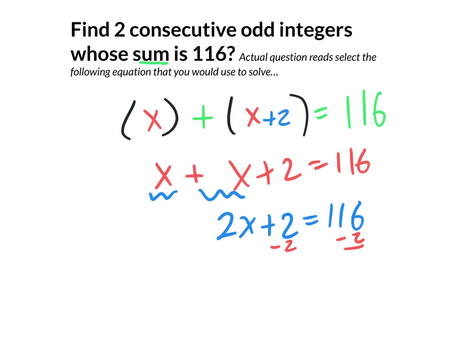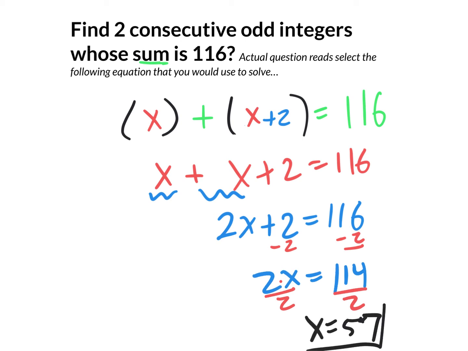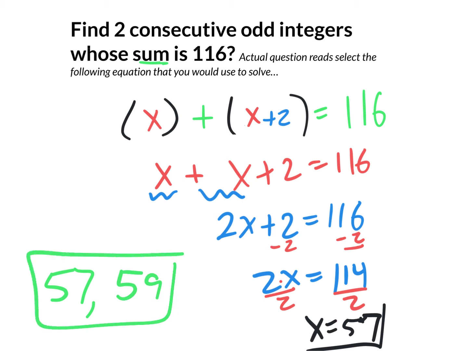We end up with 2x equaling 114. Final step would be to divide by 2. Hey Siri, what's 114 divided by 2? It is 57. Thank you. So we know that our first number is 57. The first odd number is 57. So if the first one's 57, the next one has to be 57 plus 2, which would be 59. So these are the 2 consecutive odd numbers whose sum is 116.